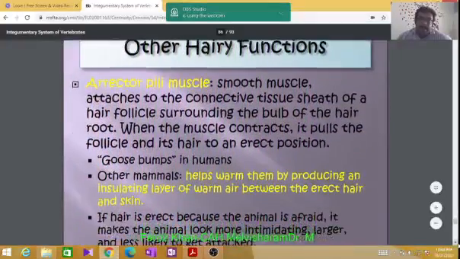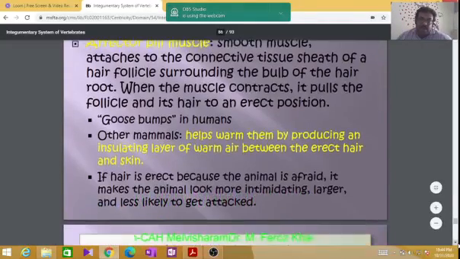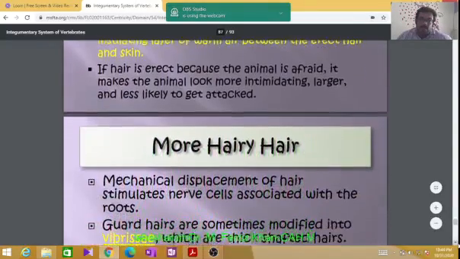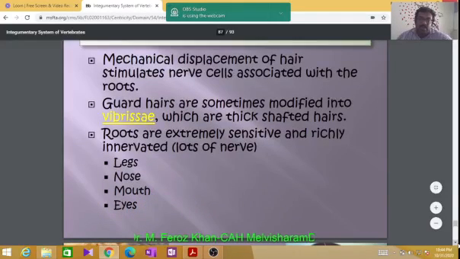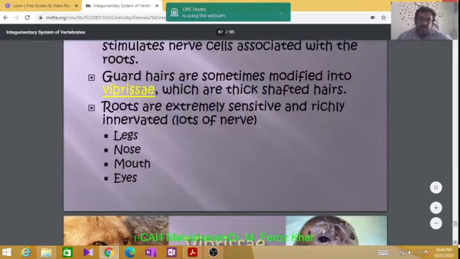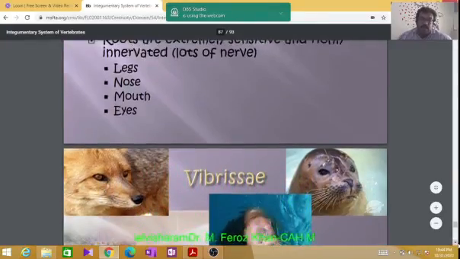What is the function of hair? Erector pili muscle. It's a smooth muscle attached to the connective tissue where the muscle contracts and it gives an erect position, goosebumps in humans, insulation, intimidating, looking larger and less likely to be attacked. The hair gives the animal a bigger look. Displacement of hair stimulates the nerve cells associated with the roots. Therefore, thickened hairs called vibrissae are formed with lots of nerves. In animals, they are found more on the legs, nose, mouth, and eyes.